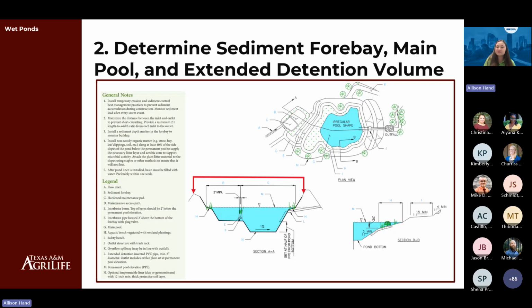After the storm ends, the extended detention pool draws down over a period of 48 or 72 hours, depending on your primary goal of the pond. If your goal is flood control versus water quality, you might want to hold the water a little bit longer, depending on the flow patterns of the surrounding area.